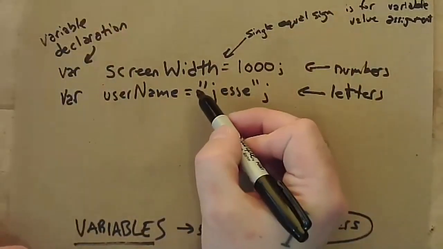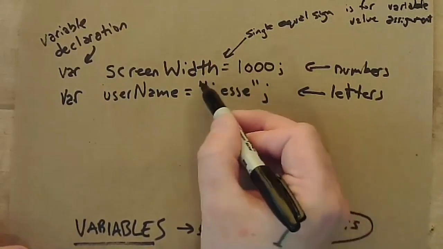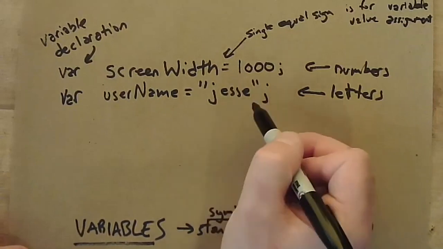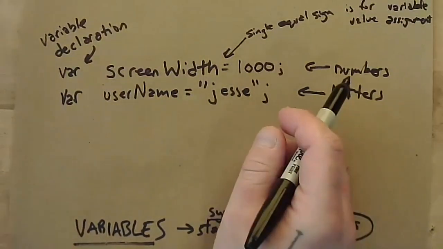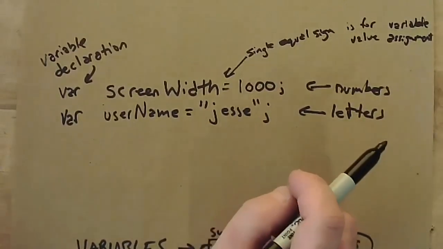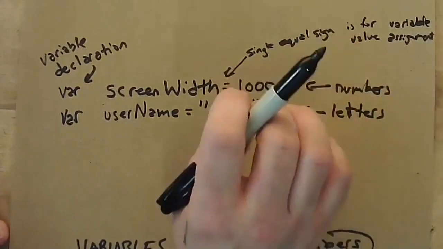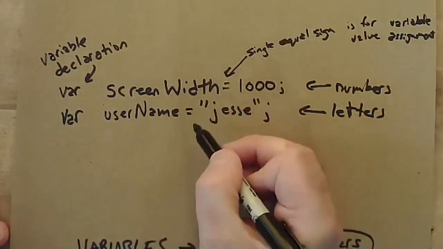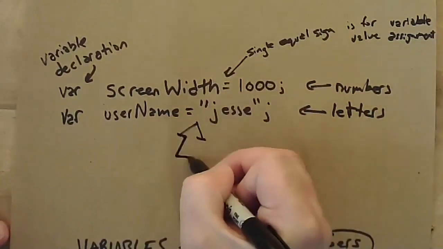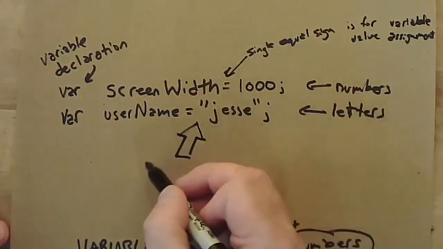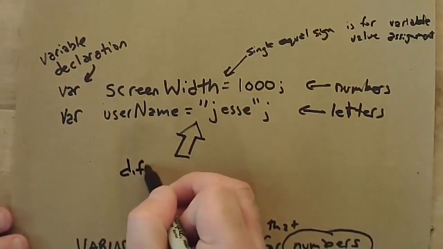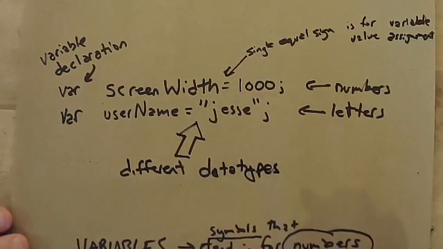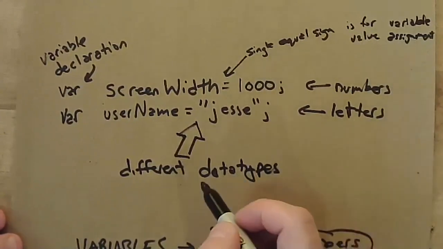And we'll note these quotation marks here. Those are important to let it know that what it's looking at is the text inside of here. Okay. So these are two examples of variables that have different data types, right? We were talking about how these are numbers and these are letters. So these are different data types.